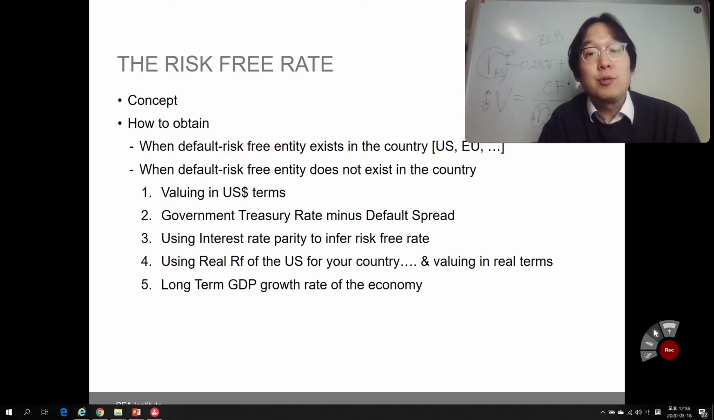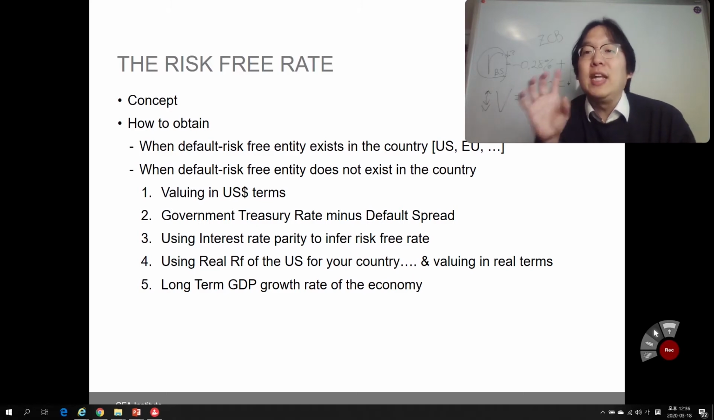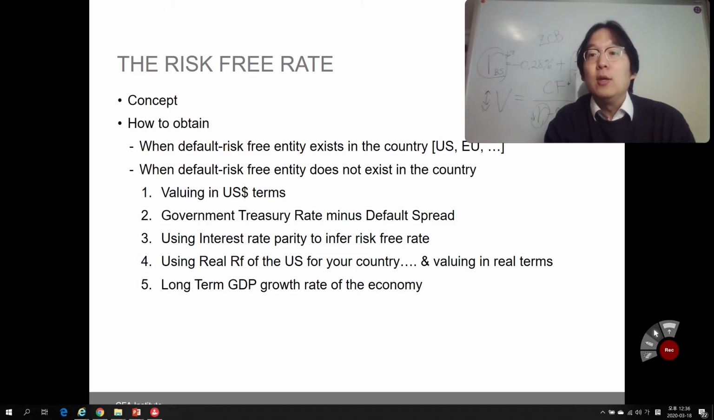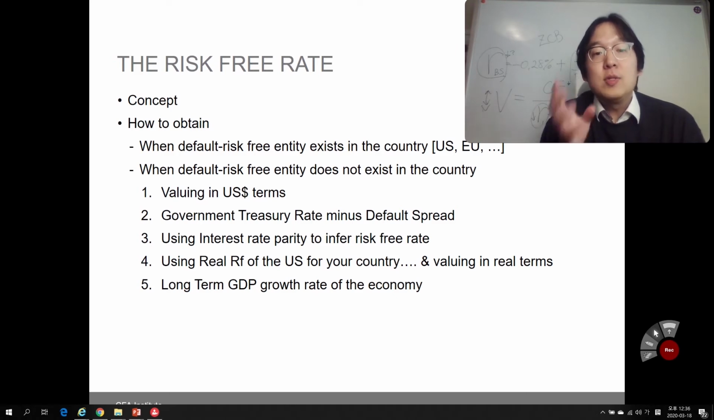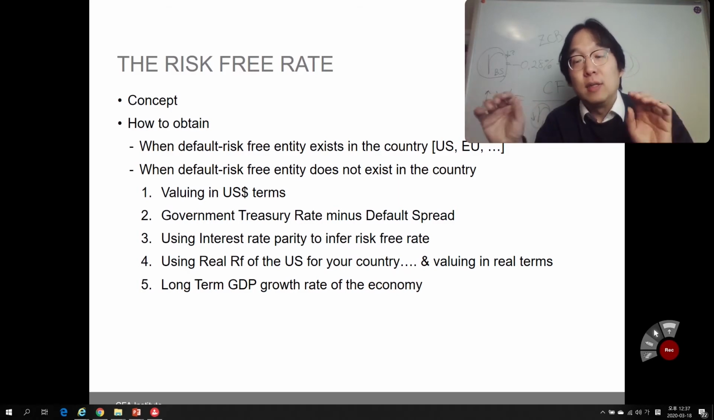Number 2, government Treasury rate minus its own default spread, could be your alternative when you're valuing in your local currency. Okay. Number 3, using interest rate parity relation to infer your country's risk-free rate. Okay, the idea is to get to the true risk-free rate if it should exist in your country. So that's why we are inferring it. Number 4, using the real risk-free rate of the US for your country and valuing in real terms, right? So the idea is assuming a perfect, frictionless capital market, right?